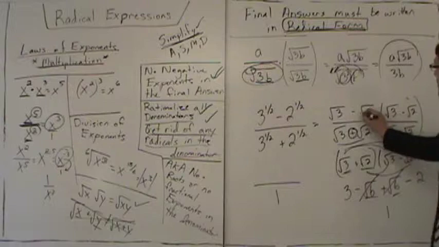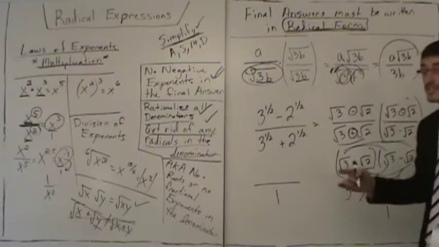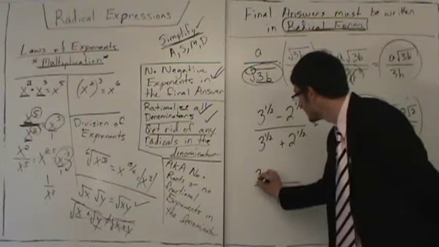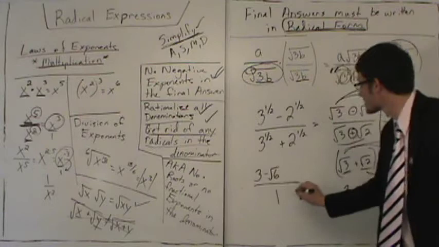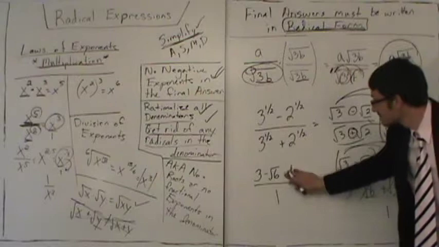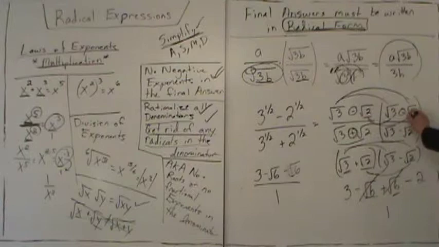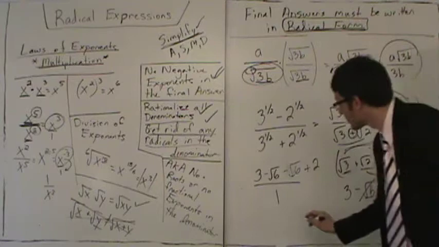Notice that these are identical, but since they're not conjugates, the center is not going to cancel out. Watch what happens. Root 3 times root 3 is 3. Root 3 times the negative root 2 is negative root 6. The negative root 2 times the root 3 is negative root 6. And the negative root 2 times the negative root 2, negative times negative is positive, and root 2 times root 2 is 2. So on top we end up with, and we're on our final answer here, we're not going to write the denominator of 1. We're just going to ignore it.